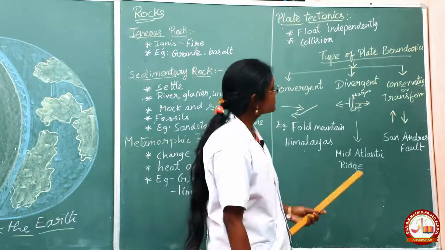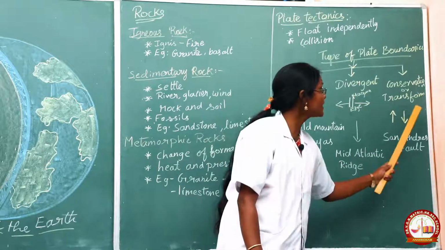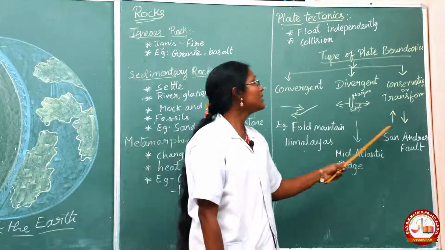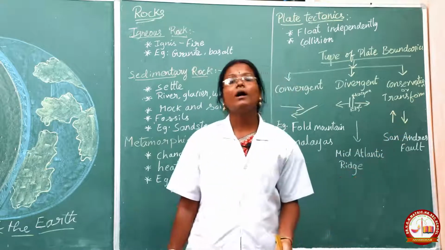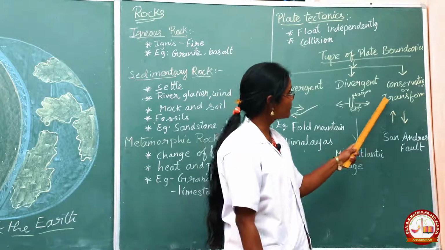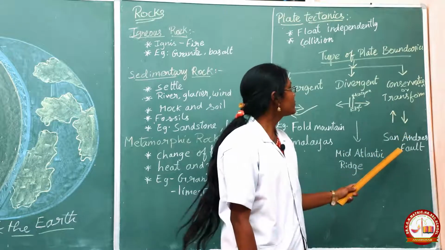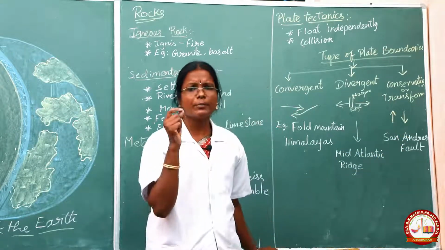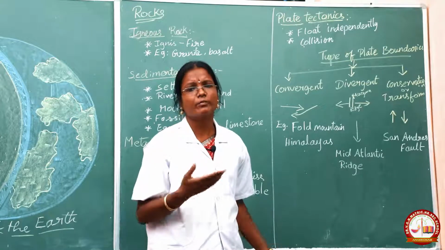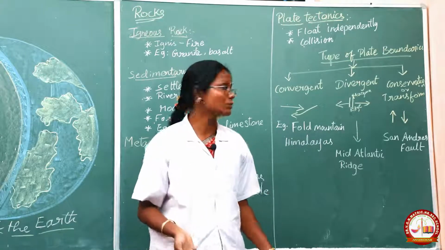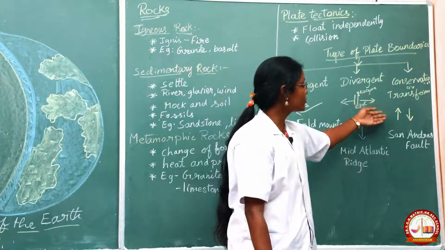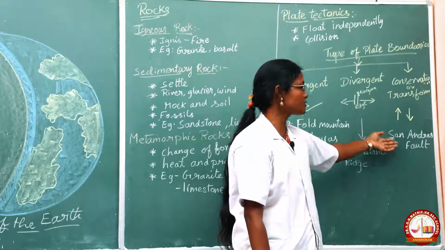The next one is conservative or transform boundaries. See here, the plates move horizontally. One is going upward and one is going downward. Because of that, the plates will crash together and will cause earthquakes also. This kind of plate boundary you can see in the San Andreas Fault.